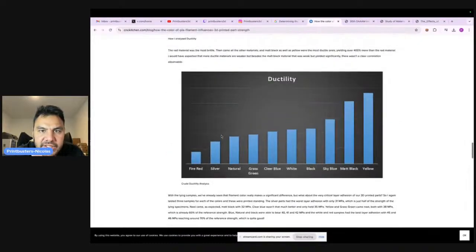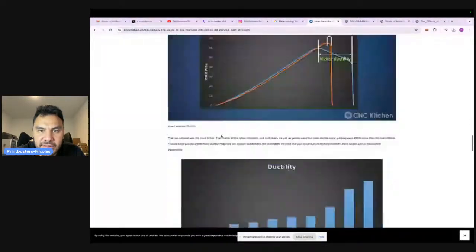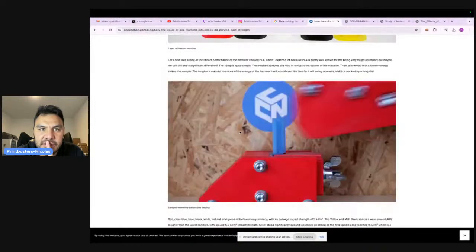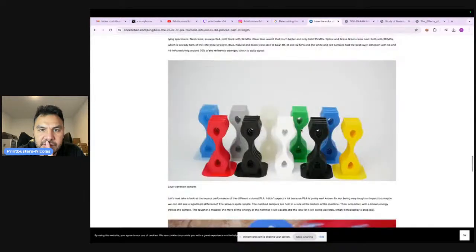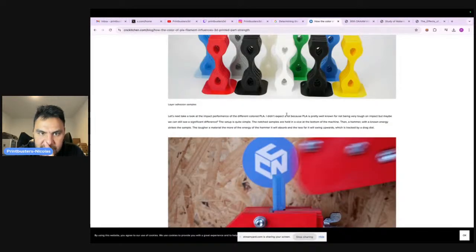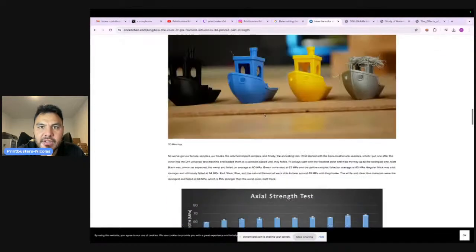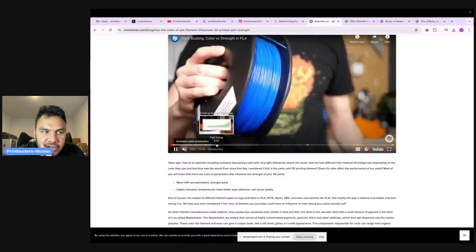And is there a layer adhesion somewhere? I thought there was layer adhesion. This I think is layer adhesion. Layer adhesion sample. With the lying sample, blah blah. Impact performance. Maybe we need to watch the video. Where's the layer adhesion?